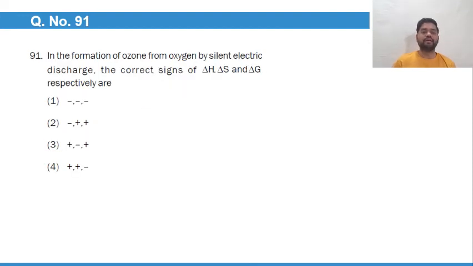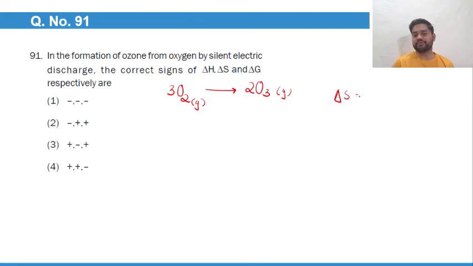91. In the formation of ozone from oxygen by silent electric discharge, the correct sign of delta H, delta S, and delta G respectively is. So wait a sec. Let us write the reaction. Oxygen giving you ozone, right? So formation of ozone from oxygen, yes. So here I'll take 3 moles and I'll get 2 moles. So I can clearly see that 3 moles gives you 2 moles of gas. They both are gas. 3 moles of gas giving you 2 moles of gas. That means delta S is negative for sure.